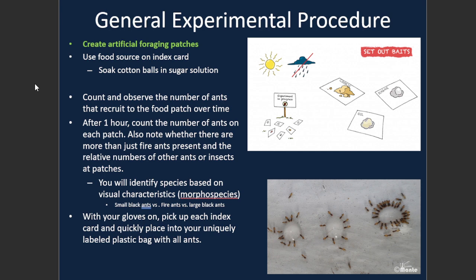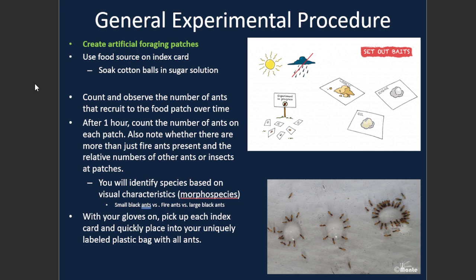And then for the general procedure, you'll be creating artificial food patches on index cards. The food patches will be soaked cotton balls in sugar solutions. You'll count and observe the number of ants that recruit to each food patch over time. After 1 hour, you'll count the number of ants on each patch, and then note whether or not there are more than just fire ants present and the relative number of other ants or insects at each patch. So you can identify any bugs or organisms by visual characteristics.